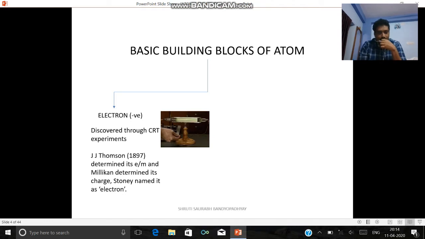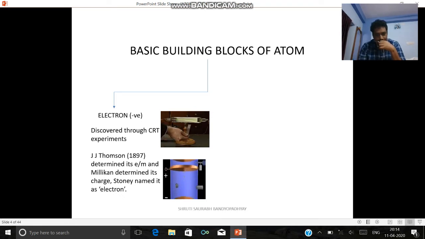J.J. Thomson determined electronic charge to mass ratio by experimenting the deflection of cathode rays. You see here the deflection of cathode rays in presence of magnet or electric field. And on the other hand, Millikan, by his famous oil drop experiment, determined the charge of electron. Electron was named by another scientist, Stoney.